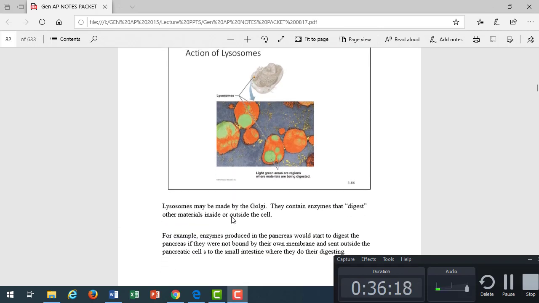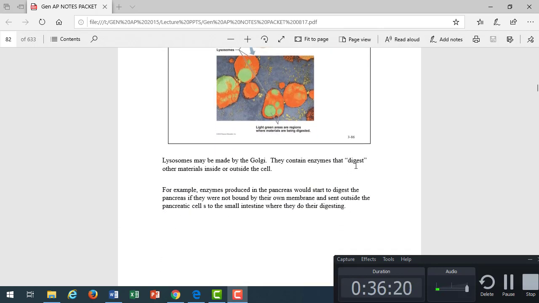Lysosomes is any vesicle that has a digestive enzyme in it. So they contain enzymes that digest other materials in or out of the cell. So they're kind of like the janitor of the cell. They have these digestive enzymes that can break down and clean up the cell. No, definitely not. Just digestive enzymes.